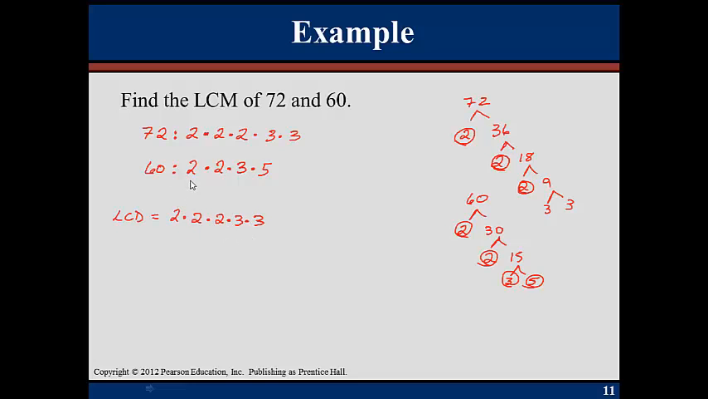And now we're going to look at the factors in the second number and see if they're already in the list. If they are not, we're going to put them there. So 2 is already there, so we're not going to write him. We have another 2, and we have another 2 in the list, so we're not going to write him. We have a 3, and there's a 3 in the list. And then there's a 5, but there's not a 5 in the list, so we're going to multiply by 5. So now the LCM will be 2 times 2 times 2 times 3 times 3 times 5, which is 360.